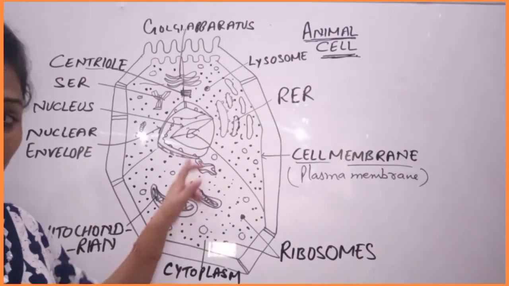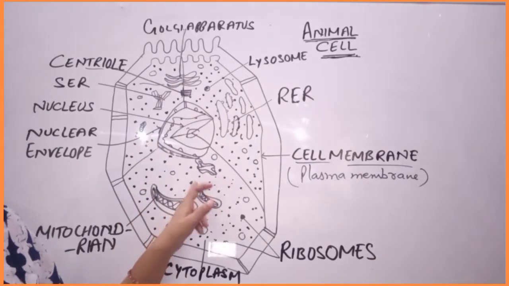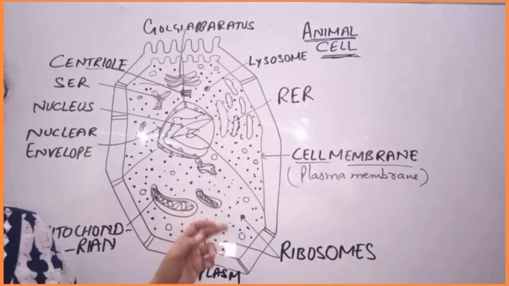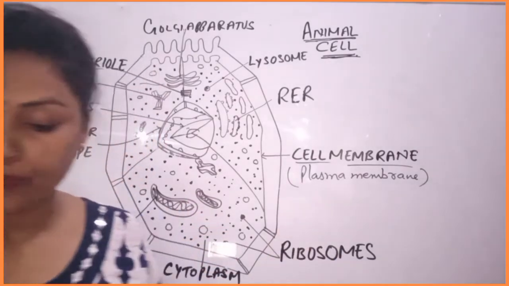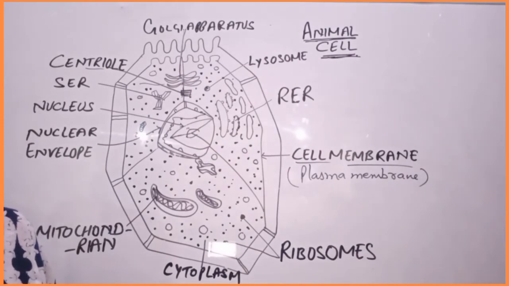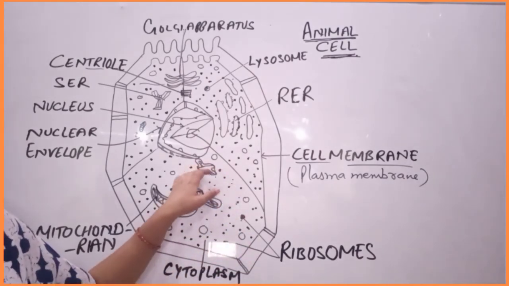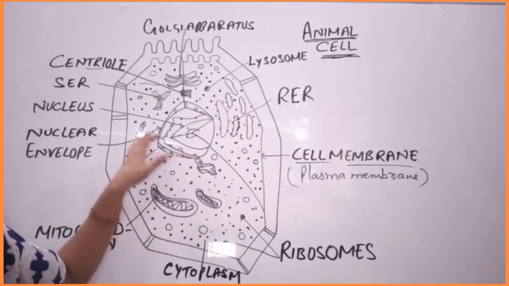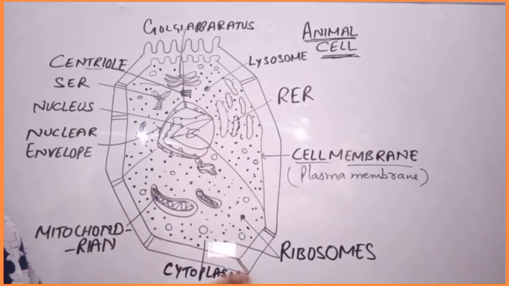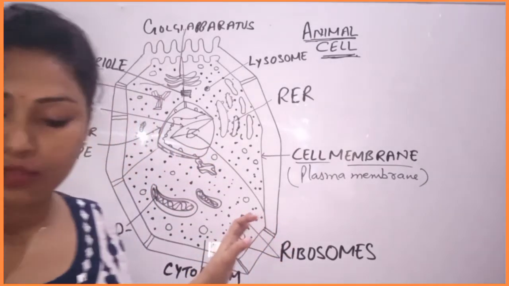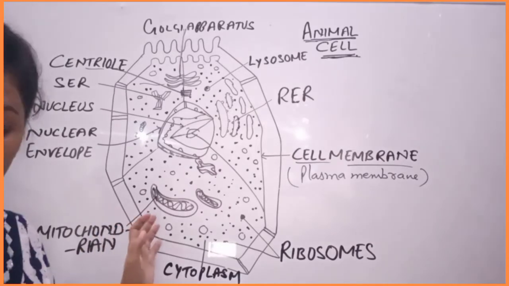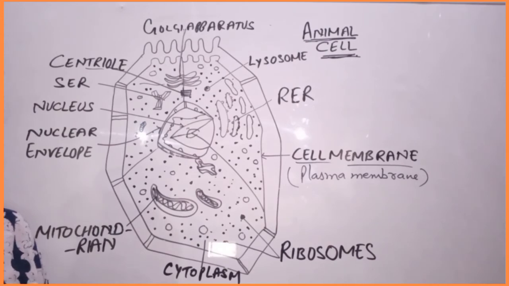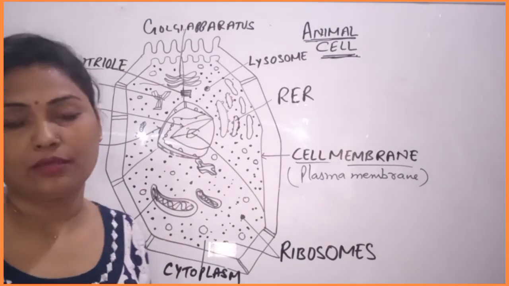Then plastids are absent here. In the animal cell, plastids are absent, but in the plant cell plastids are present. Animal cell stores carbohydrate in the form of glycogen, while the plant cell stores carbohydrate in the form of starch. Animal cells are generally much smaller in size, but plant cells are larger than the animal cell.